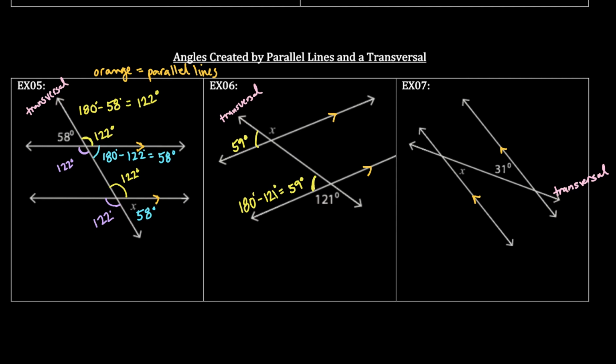But let's look for blue. If we know that this 121 needs the 59 to get to 180, then this 59 would need this angle right here to also be 121 to get to 180, which means this angle is also 121 degrees. And that 121 would need a 59 degrees right here to get to 180. So this would be 59 degrees. And even this last little one right here, we know that this 59 would need 121 again over here, just like it does right here.